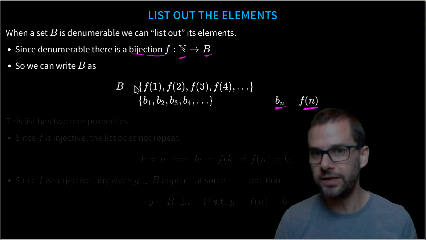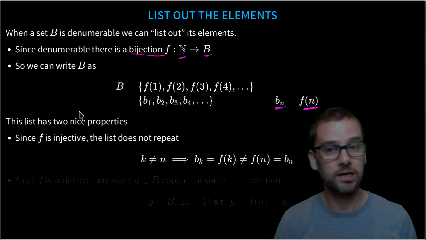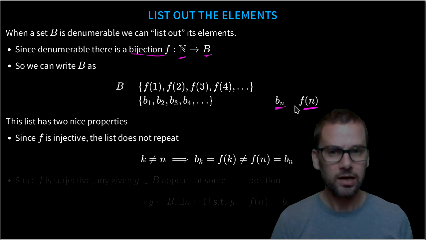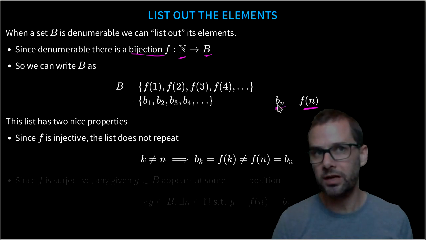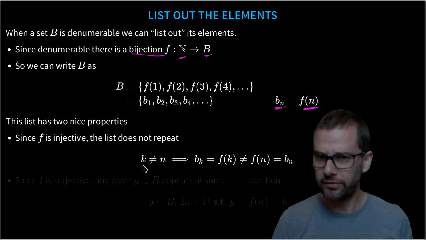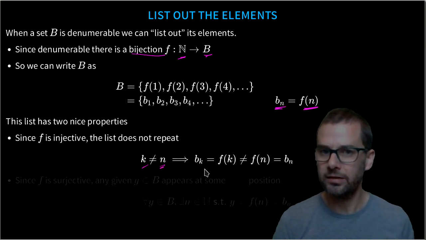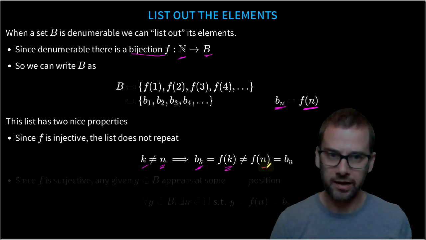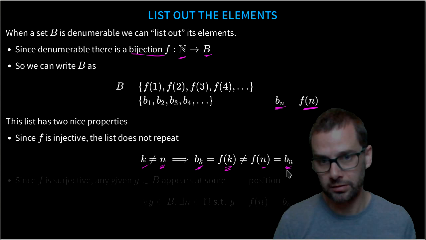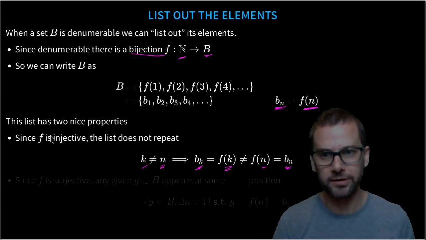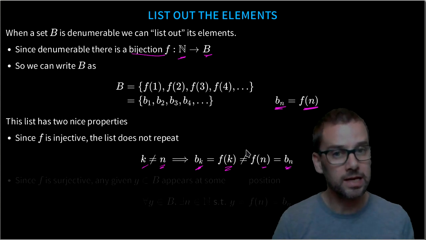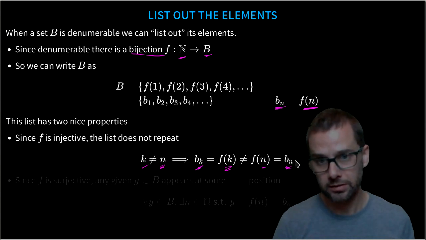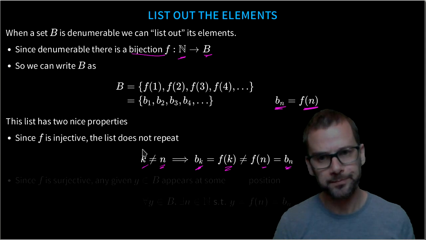Now, because f is a bijection, this gives us two nice properties of this list. First of all, since f is injective, it means that different inputs always give us different outputs. So if we have two positions on the list, k and n, well, bk is f(k), so that's the kth thing on the list, and f(n) is bn, so the nth thing on the list. Because k and n are different and f is injective, we know that their images are different. And so the kth thing on the list is always different from the nth thing on the list. So this means that the list does not repeat.